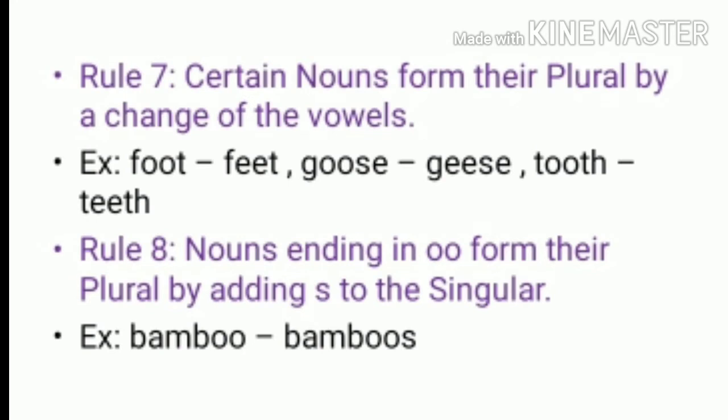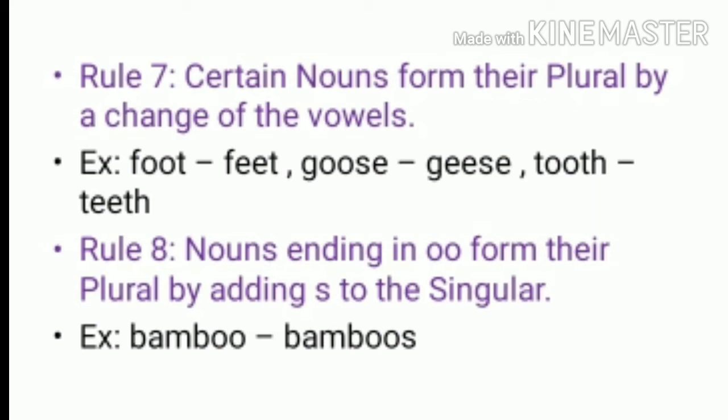Rule 7. Certain nouns form their plurals by a change of the vowels in the spelling of that noun. For example, foot. Foot means only one foot, and when we change the double O into double E, it becomes the plural of foot. It becomes feet. Goose, GOOSE. So when it becomes the plural, the double O changes into double E. Tooth, TOOTH is one tooth, and when we make it into the plural, we change the double O into double E.